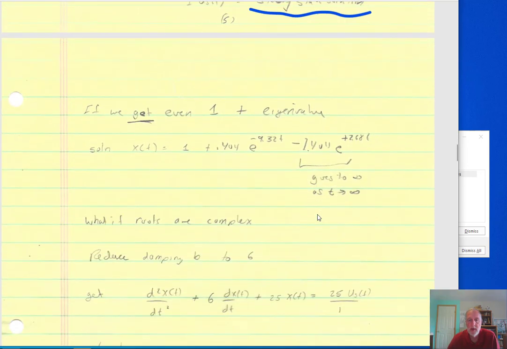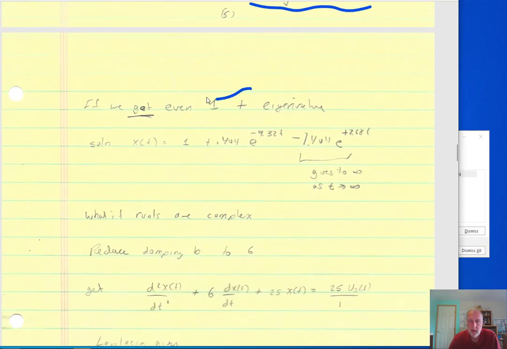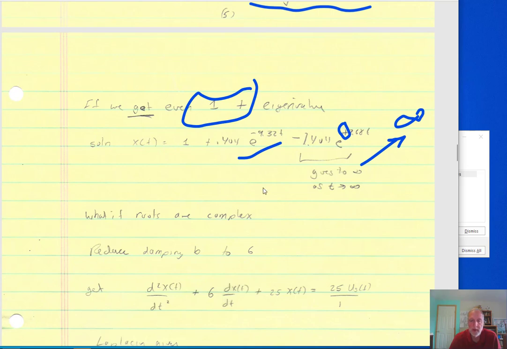What if we had one positive root? Only one. Let's say that the sign on this was plus rather than minus. This still goes to 0 as time gets large, but this is going to blow up. It's going to go to infinity. And so that's an example of an unstable system. So we can actually define stability, which we'll do in part 2 of this lecture down below. We'll look at the roots of the characteristic polynomial, and they will immediately tell us what the response looks like.